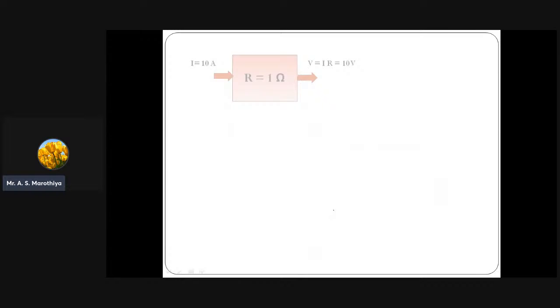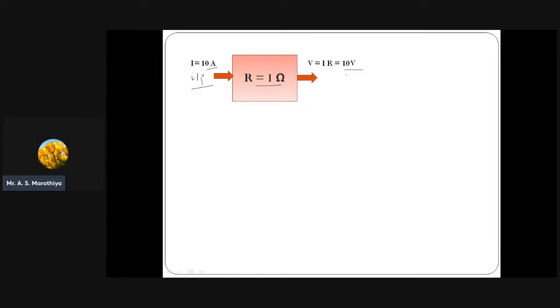Now let us find out whether it is going to obey the homogeneous property or not. Again, we have taken the same system, meaning R is 1 ohm, and to that we apply some current in the form of excitation, that is nothing but input, and the value is 10 ampere. Based on that, it is going to generate some output. According to Ohm's law, it is I into R, that is nothing but 10 volt.